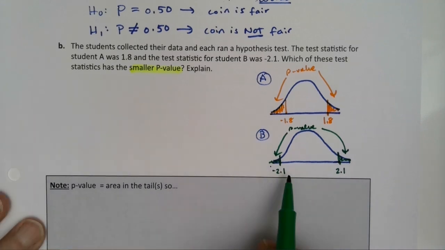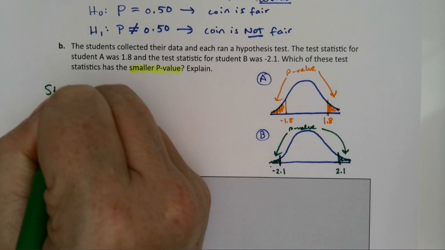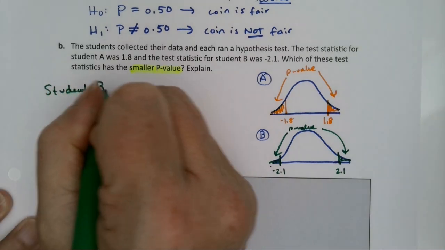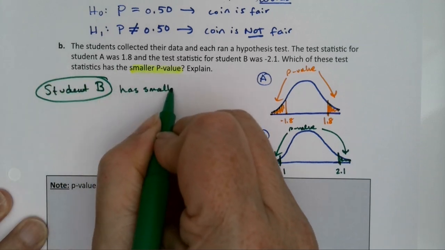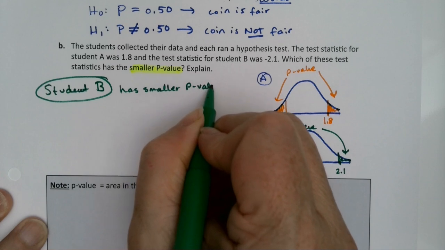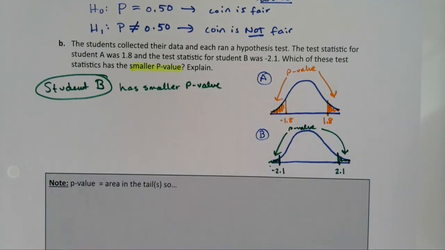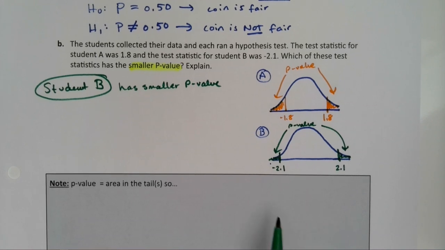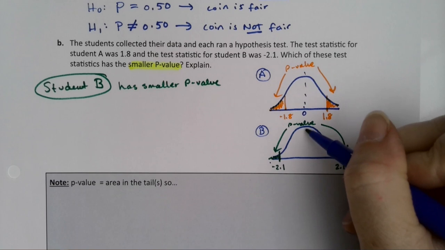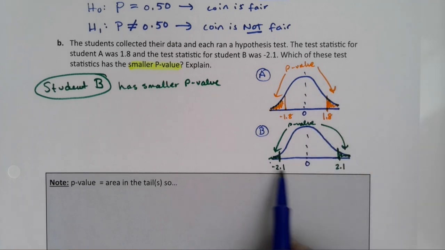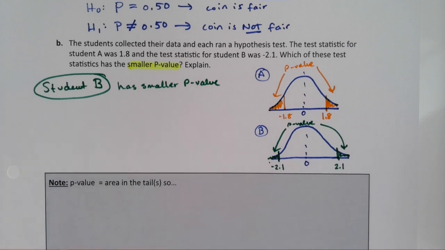And the answer is student B, right? Student B has the smaller p-value. Why? It's because their z-score of negative 2.1 is farther away from 0. Remember that down the middle of both of these curves is 0. So 2.1 is farther away from 0, the mean. So the area in the tails is smaller.